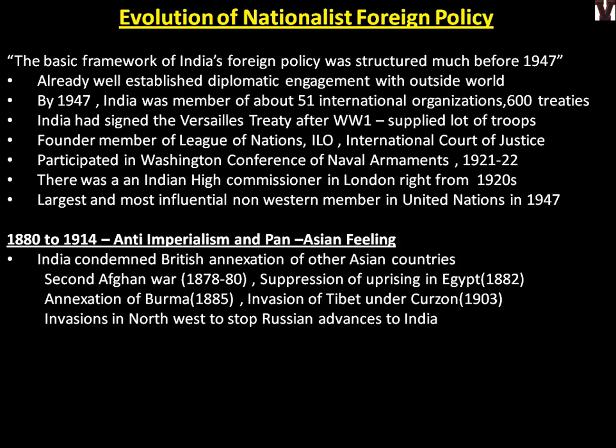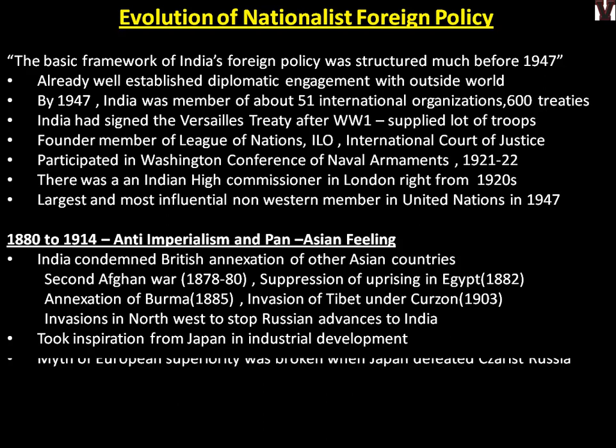If you see, India condemned all these kinds of annexations which were done by Britishers. The Afghan war, the Egypt uprising, Burma, Tibet, we have seen everything in detail in different chapters already. So India condemned all these things. Took inspiration from Japan in industrial development. Japan was a very small island country, and it became a superpower because of its focus on human resources and industries. So Indians took inspiration from that also. The myth of European superiority was broken because Japan defeated Russia, I think in 1907 or 8. So a myth was broken, that superpowers can be defeated.